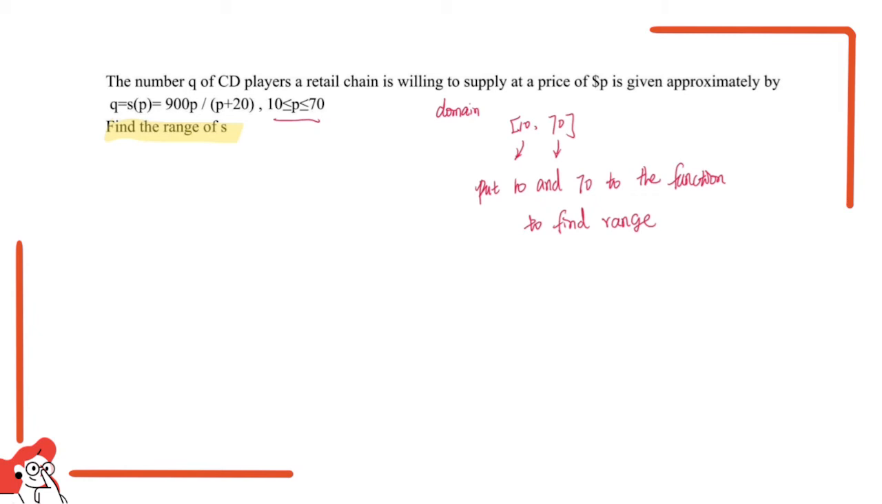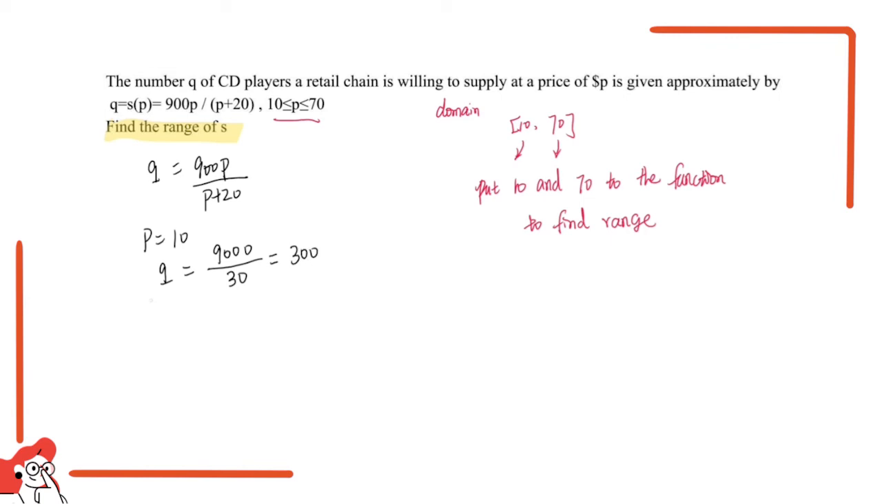Okay, so now let's do this in practice. Q is equal to 900P over P plus 20. For P equal to 10, Q is equal to 9,000 over 10 plus 20, which is 30. 900 times 10 is 9,000, so this should be 300, right? So 300.